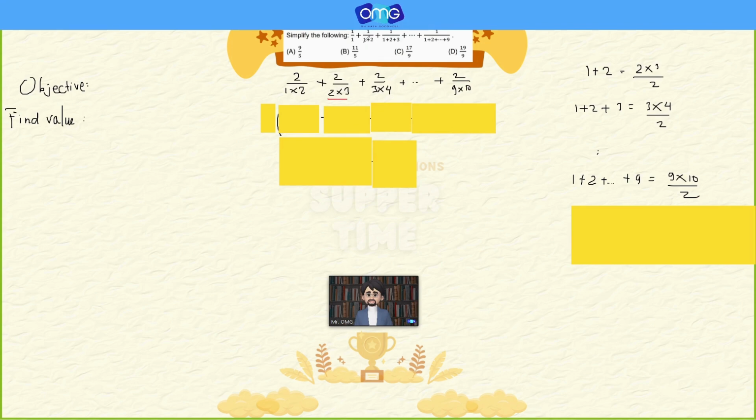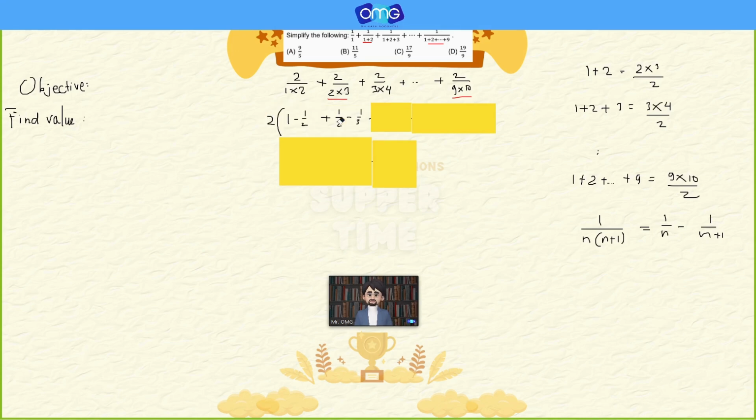And this equals that, and the last one equals that, and 1 over n times n plus 1 equals 1 over n minus 1 over n plus 1. So basically if we factor out the 2, we can switch this into 1 minus half, half minus 1/3, and so on until this. So we can cross out the middle terms, until 1 over 9.